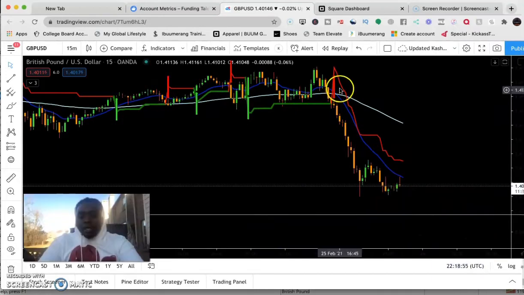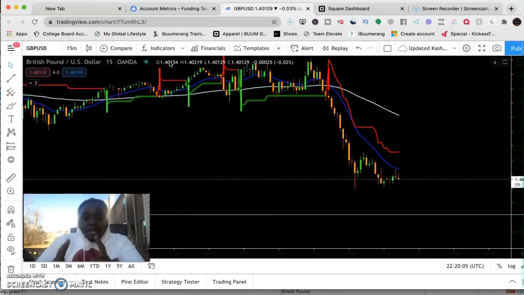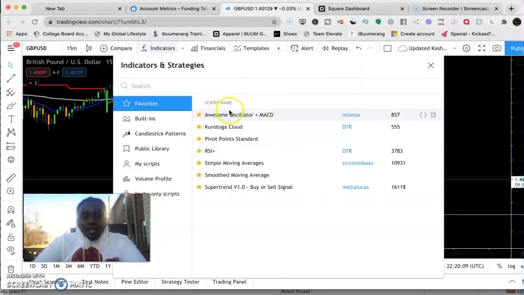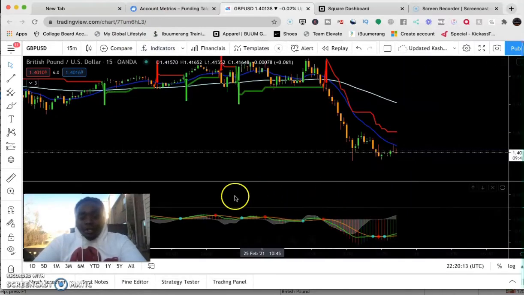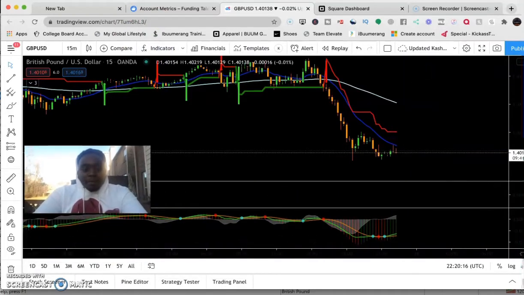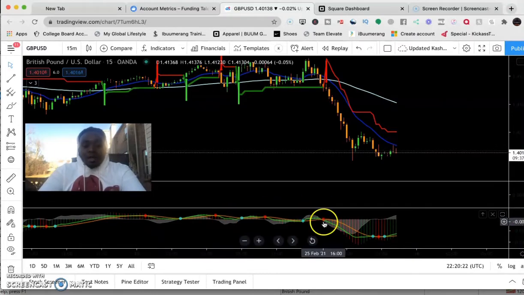Let me move this out the way. And it's giving you more confirmation. But I'm not going to give you all my sauce, but I will give you one more indicator that can help you. And it's the awesome oscillator plus the MACD. So we added it to the screen. Let me move this up a little bit. Now, what you can do is use these also for entries and exits, and how long to hold it.